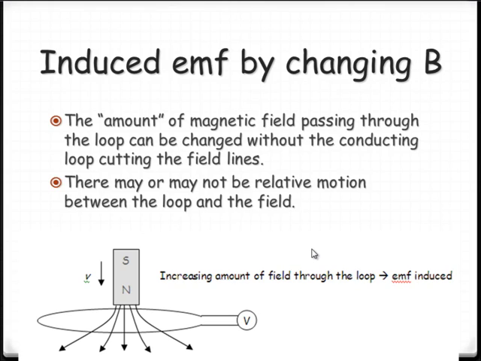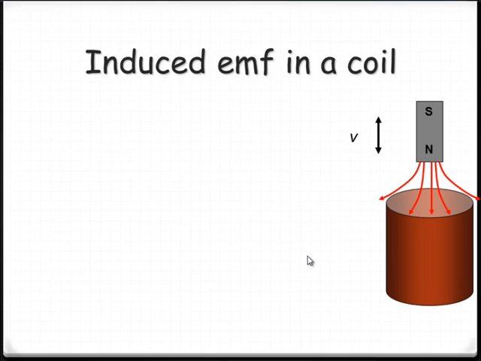Okay, so that's looking at it just with a single coil. So let's have a look at factors that are going to affect the size of the EMF. How do we increase the size of the EMF? Let's just look at a simple example. We've got a magnet. We're going to bring that down into a solenoid.